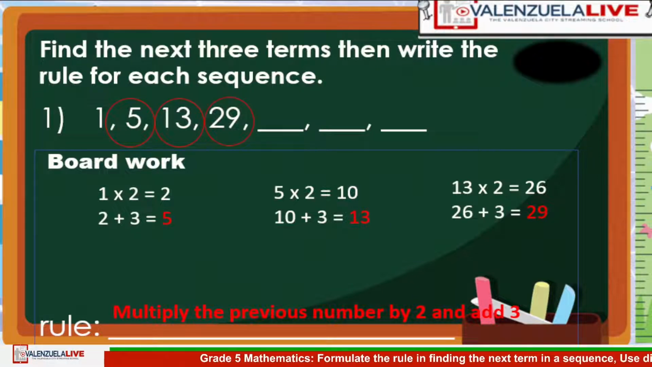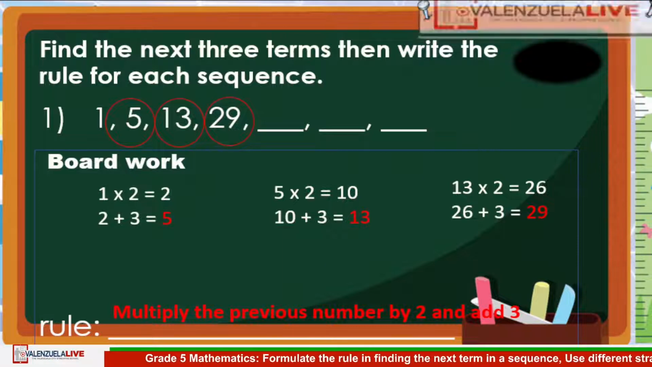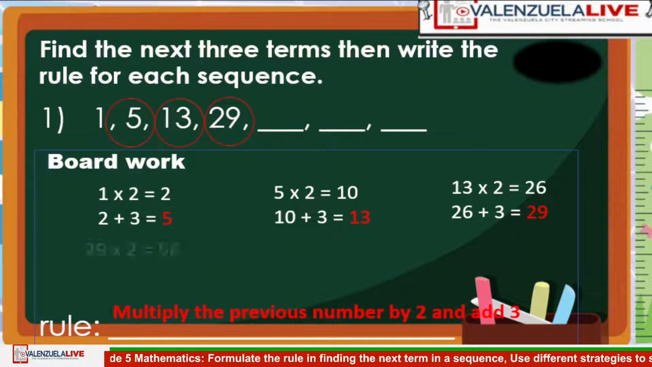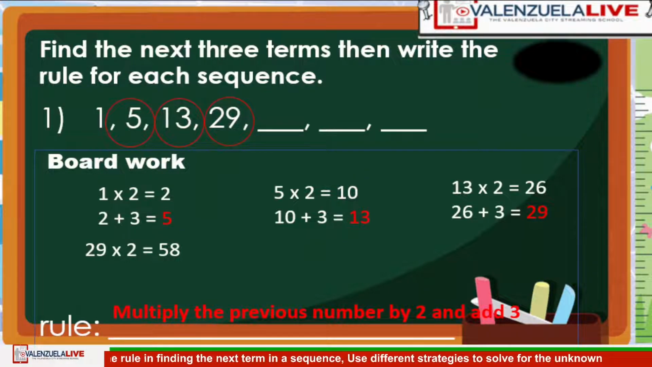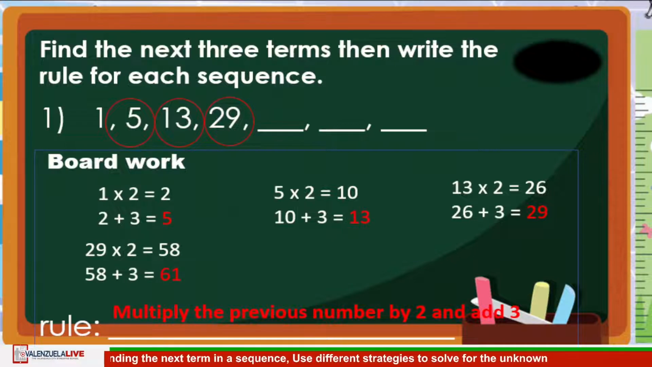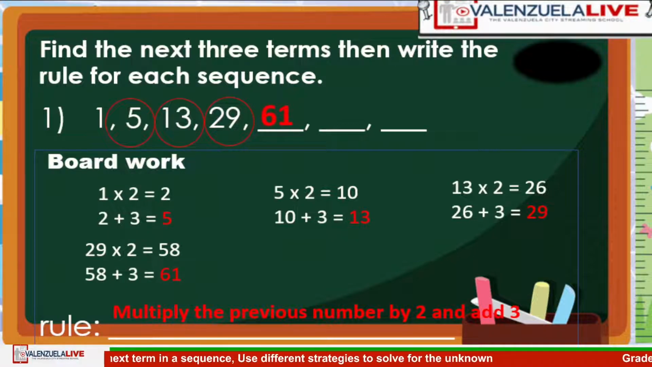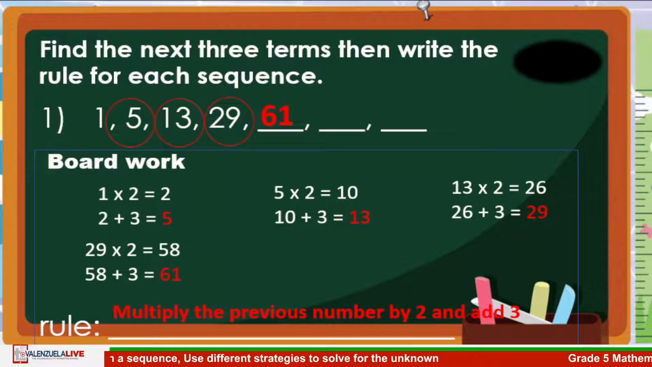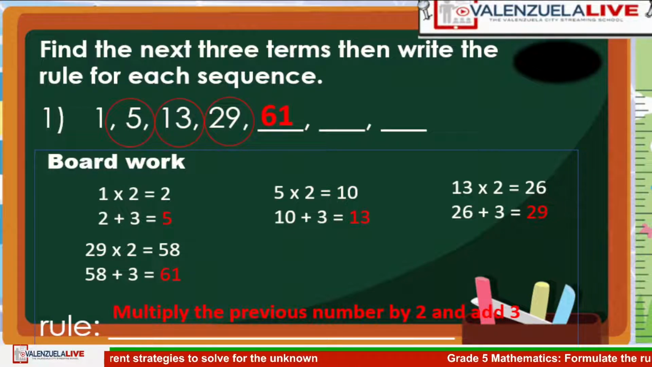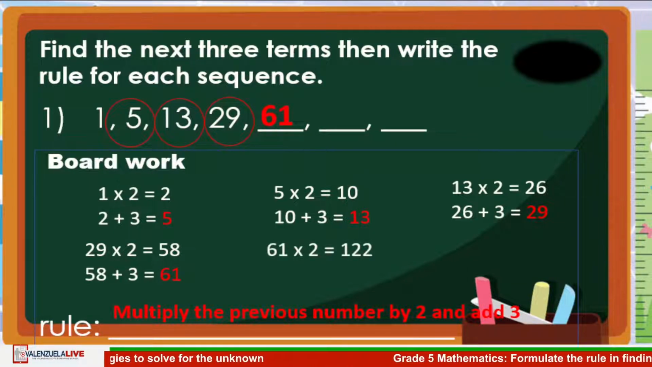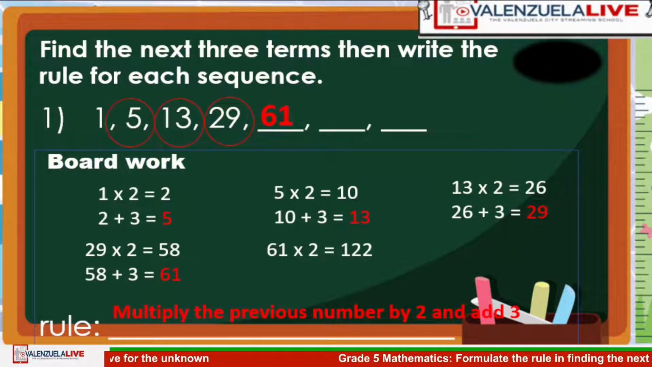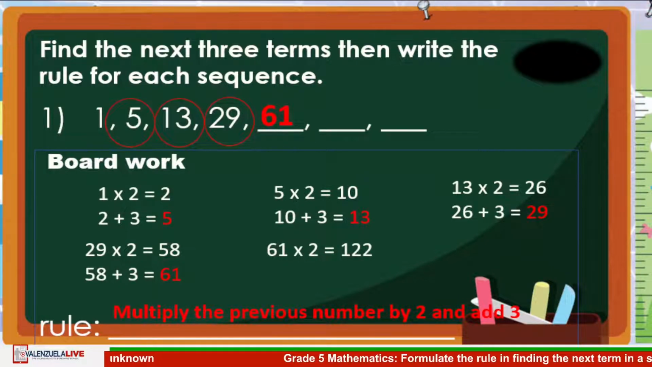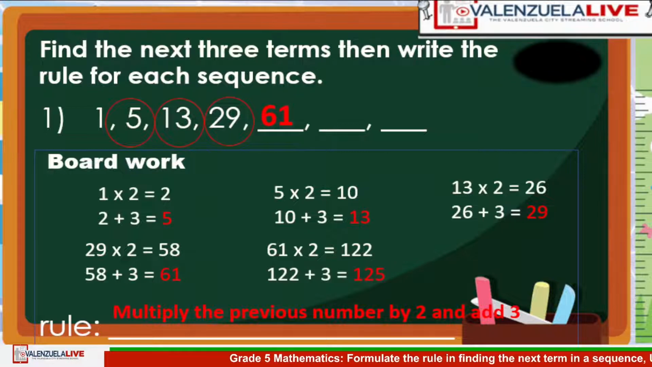So, what will be the next term? Great. That will be 29 times 2 is equal to 58. And you have to add 3 to 58. That gives you 61. So the next term is 61. To find the sixth term, we have to multiply 61 times 2. That is equal to 122. And of course, do not forget to add 3 to 122.